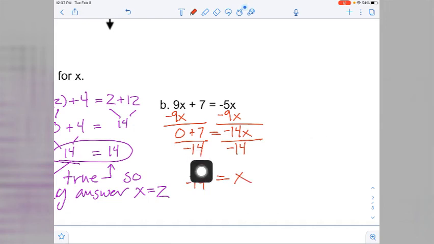And this means I need to do this math: 7 divided by negative 14. If you did that on a calculator, you should get negative 1/2. So negative 0.5 equals x. Or you could simplify this fraction and say it is negative 1 divided by 2 equals x. But any of these would have been correct responses.